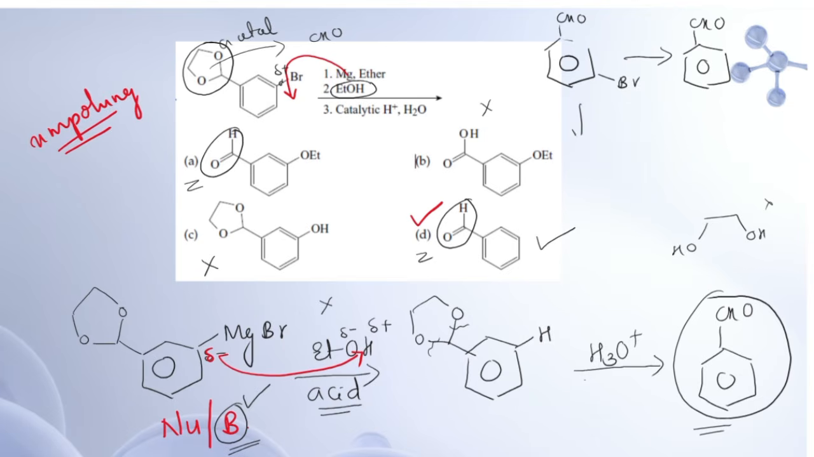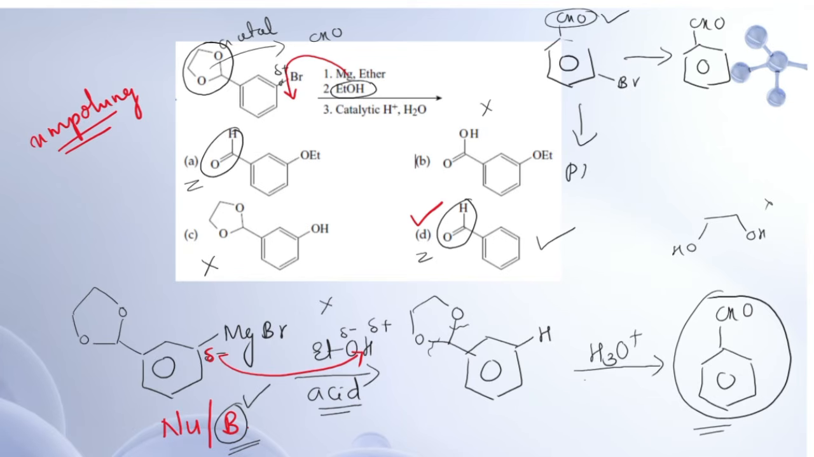So for that, what is done? First, protection of the aldehyde. Why is protection of the aldehyde important here? Because when you prepare the Grignard reagent here, there is a possibility that the Grignard reagent will react with the other molecule having an aldehyde. So in order to avoid this, we do protection.